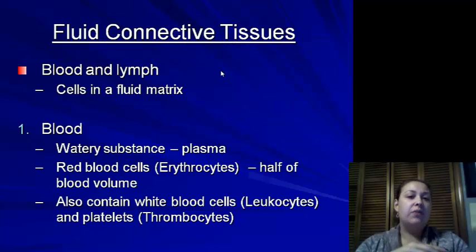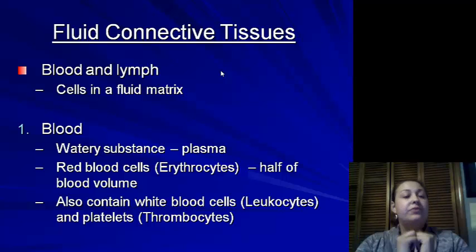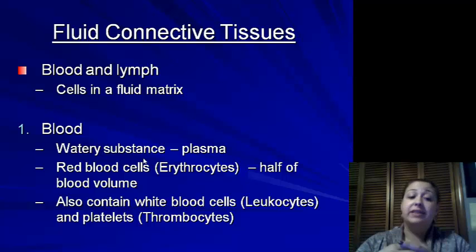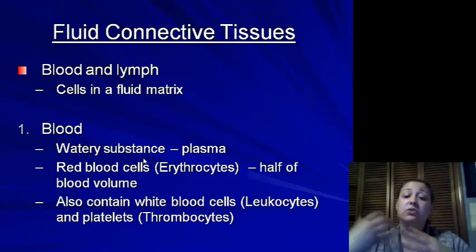Now moving on from our connective tissue proper to our fluid connective tissues. There are two types: the blood and the lymph. They both contain living cells surrounded by a fluid matrix. In the blood, we have the watery substance called the plasma. Then we have erythrocytes, or red blood cells, that make up about half the volume. And then sometimes we also have white blood cells, or leukocytes, and platelets, or thrombocytes, that also help in creating the living cells.